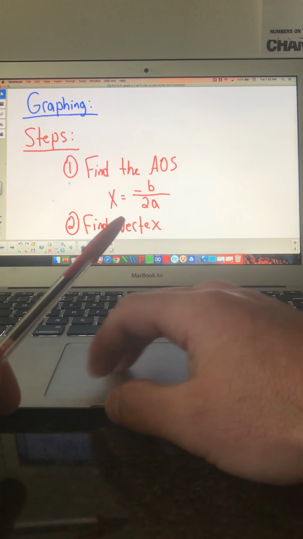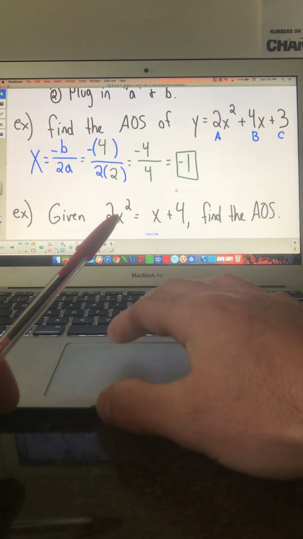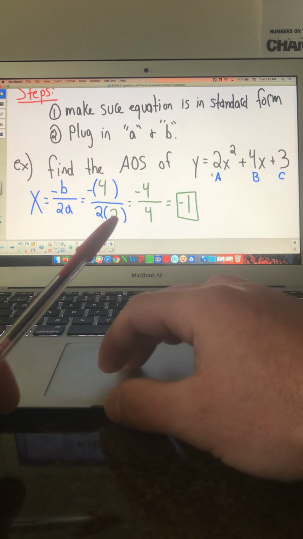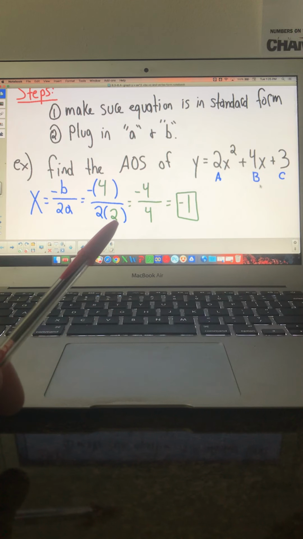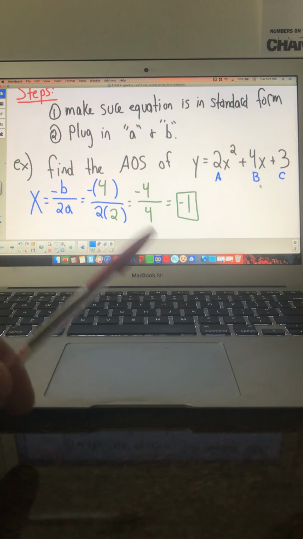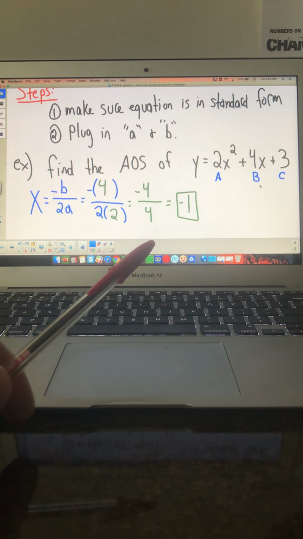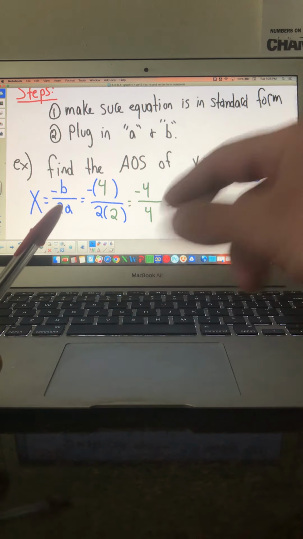So now, if, for example, in our example we just did, maybe they asked us to graph this function, right? We no longer can just plug in negative 1, 0, and 1 because it's moved. It's not in the middle anymore. So now we have to use this axis of symmetry. So here we go.